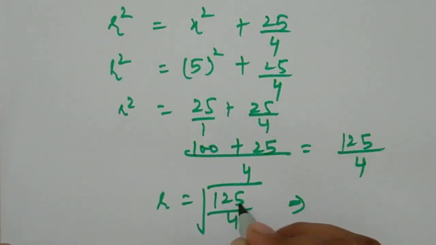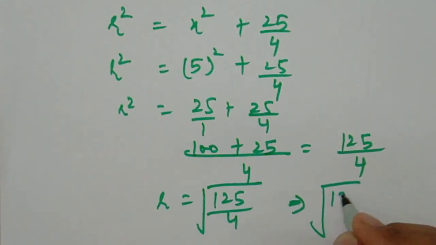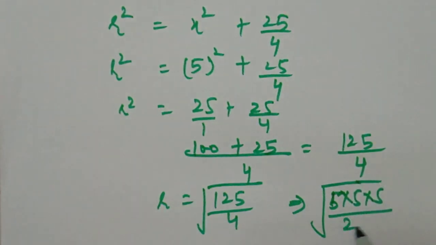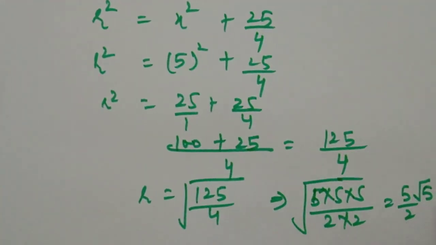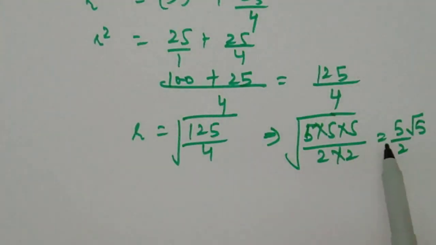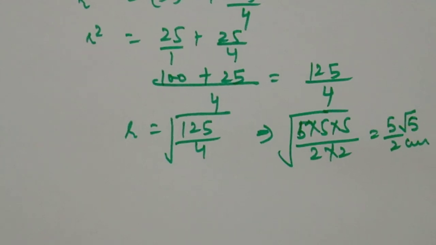So when we solve it, 125 we know very well is 5 into 5 into 5, and 4 is 2 into 2. Then it is 5 upon 2 root 5, because a pair comes outside and the number without a pair remains inside the root. So student, this is the radius, in centimeters. This is the radius for question number 2.